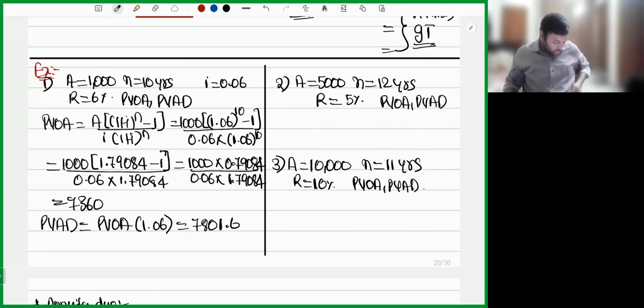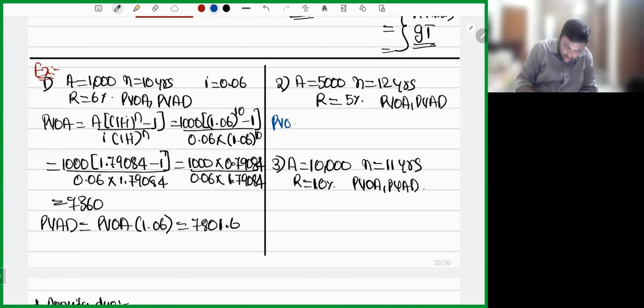So I hope you tried the second and third one. Now let's look into them. Second one, he's telling ordinary annuity and annuity due. So present value of ordinary annuity will be 44,316.258. Present value of annuity due will be 46,532.07.